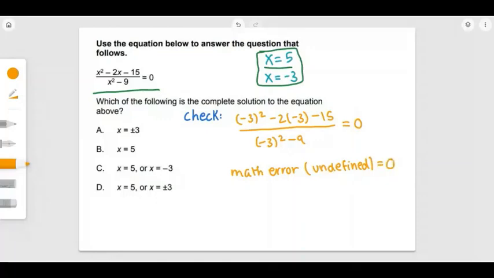So unfortunately, x equals negative 3 is not a solution because it's not equal to 0. So it turns out that x equals 5 is the winner, and it's the only solution for this equation. So the answer choice for this question is B, x equals 5.